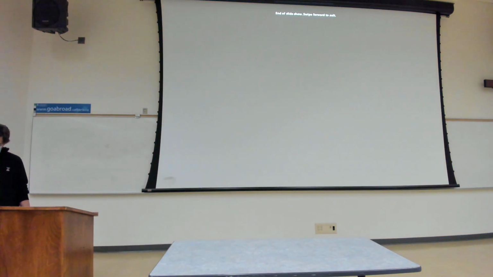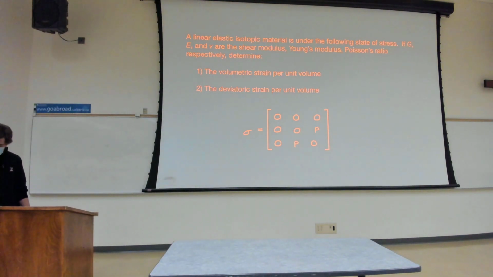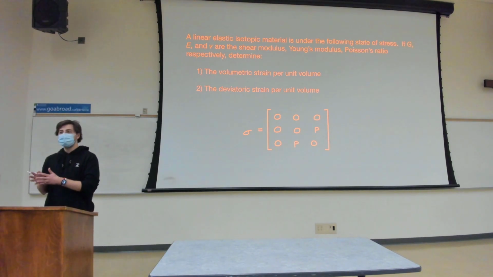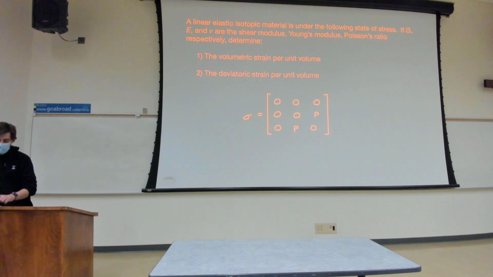We'll go into the example, and there's basically just one. Where is it? Here. Nice and simple, because again, this is a simple topic. There isn't too much to do. Again, the whole goal of this topic is to get you ready for the next topics. So we're going to go through this. It says a linear elastic isotropic material is under the following state of stress. If G, E, and nu are the shear modulus, Young's modulus, Poisson's ratio respectively, determine the volumetric strain per unit volume and the deviatoric strain per unit volume.